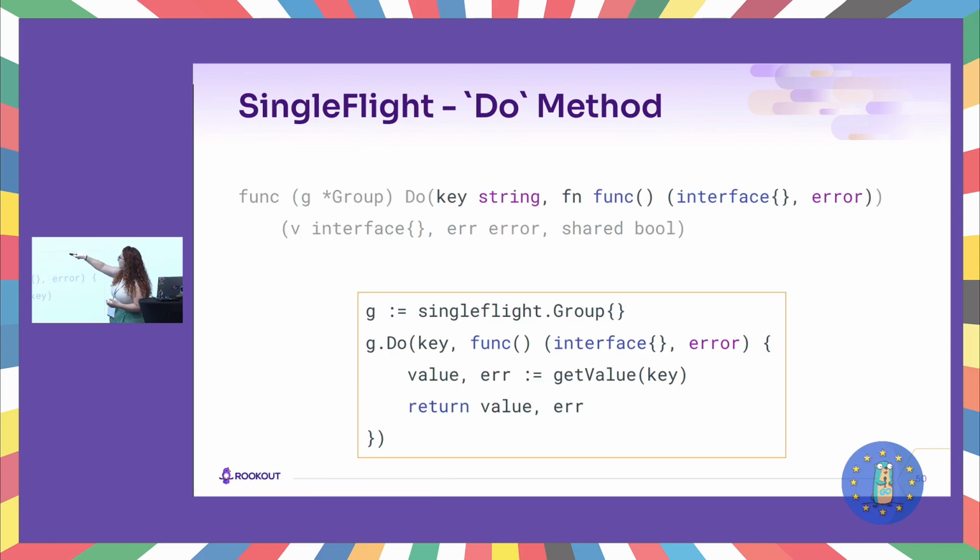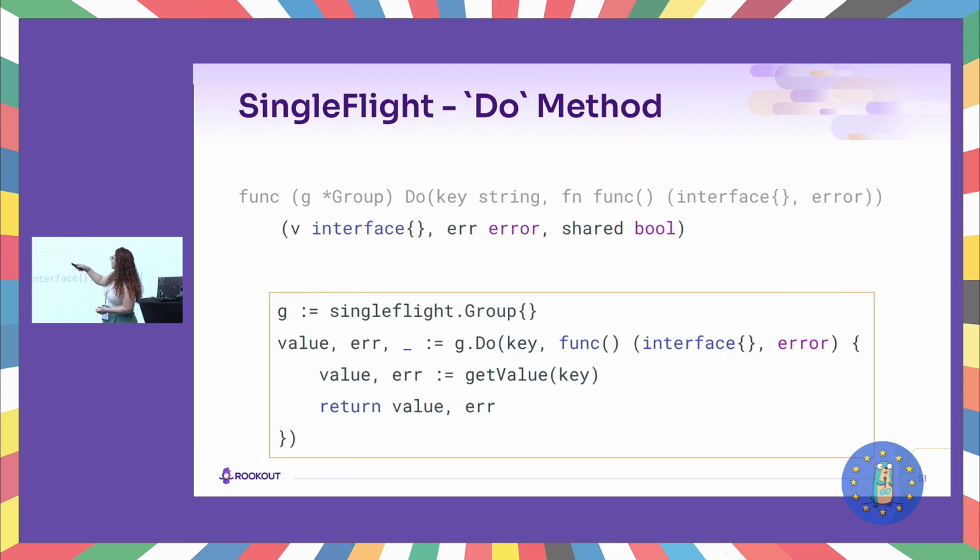Once again, that's the key, and then the function, which will return the value for that key. And there's a few things that are returned. First of all are the interface and the error, which are just returned from the function that we passed. No changes will be made, no additional errors, nothing. And the last thing is a Boolean, whether this response is shared between multiple calls or not. In our specific case, and for most implementations I've seen, we don't really care whether the response is shared or not. But I don't know, you can access that if you want. And so what we can do is just get the value and the error like this.